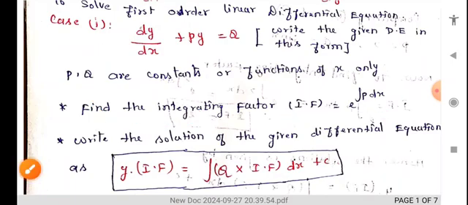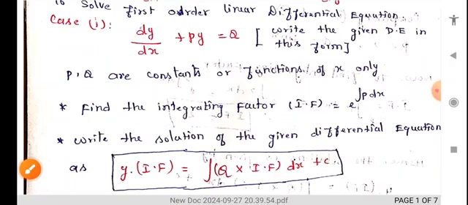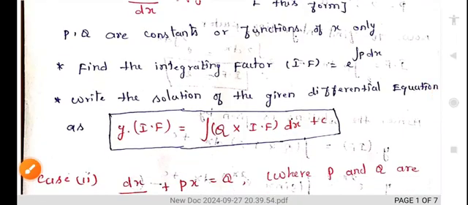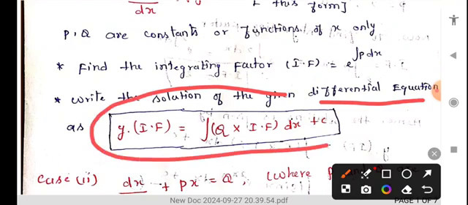Okay. Then after finding the integrating factor, you have to find the general solution for the given differential equation. So the general solution is y into integrating factor equal to integral over q into integrating factor dx plus c.